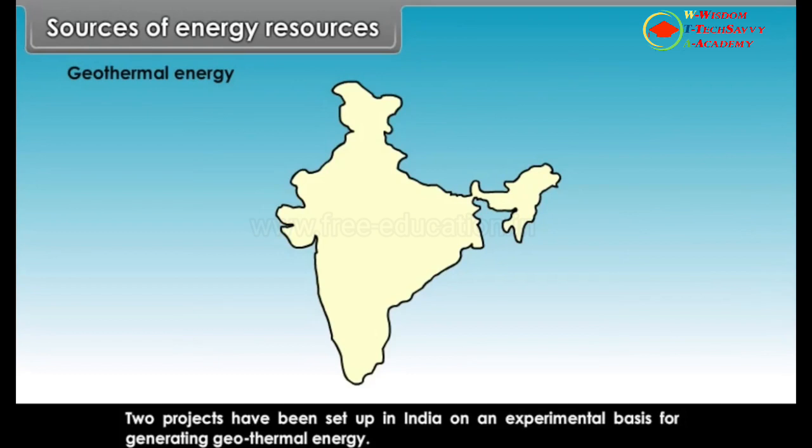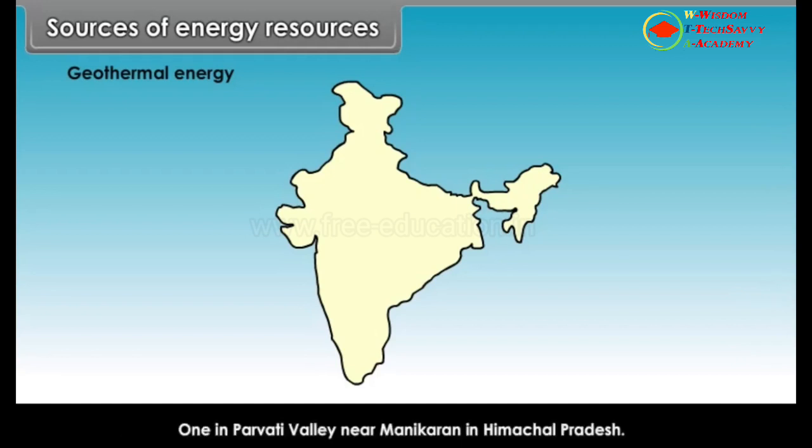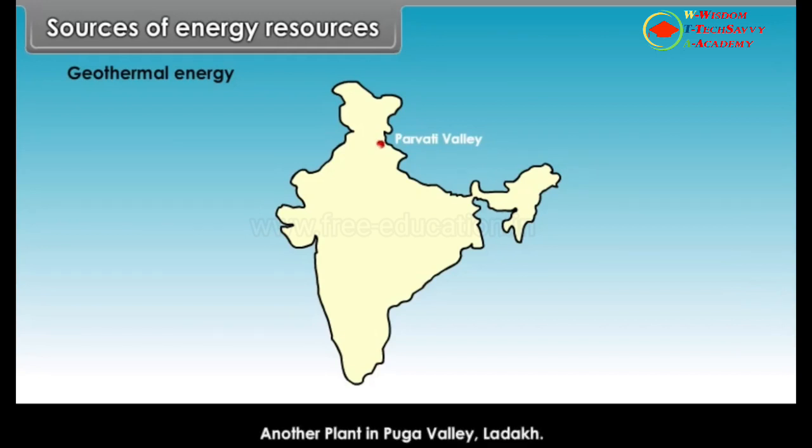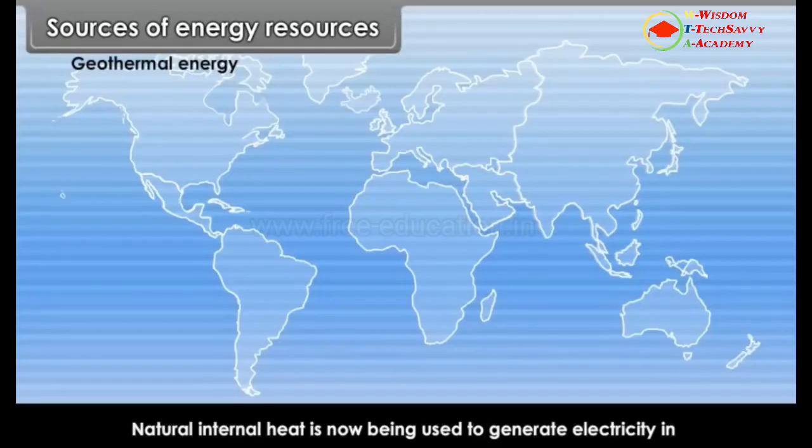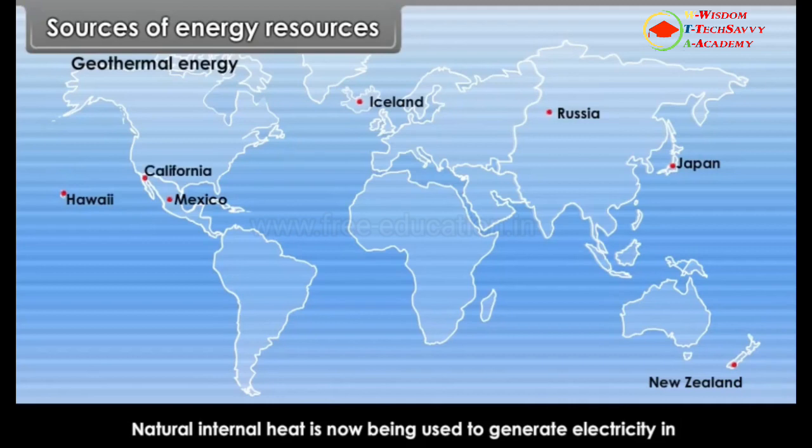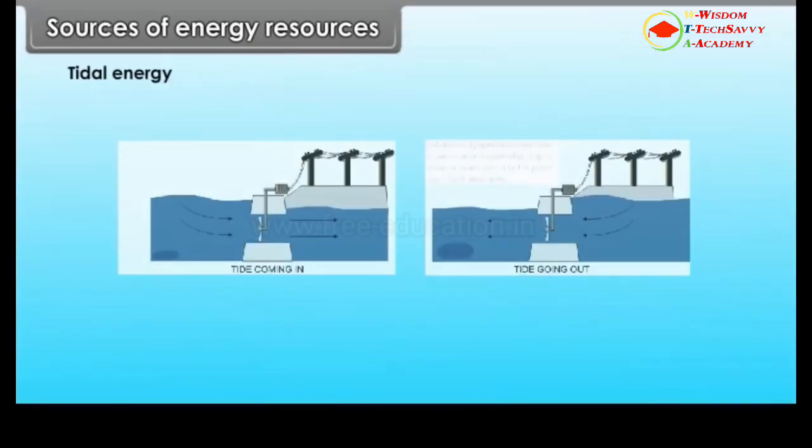Two projects have been set up in India on an experimental basis for generating geothermal energy. One in Parvati Valley near Manikaran in Himachal Pradesh. Another plant in Puga Valley, Ladakh. Natural internal heat is now being used to generate electricity in Russia, Japan, New Zealand, Iceland, Mexico and Hawaii and California in the USA.